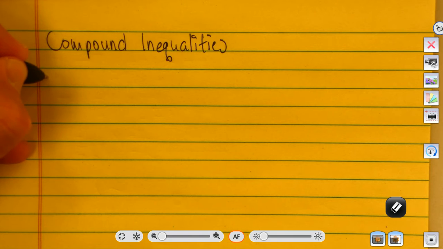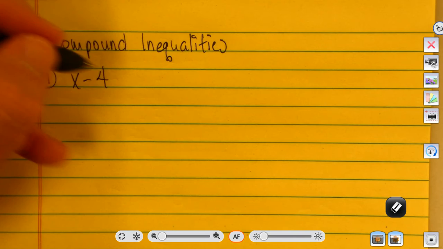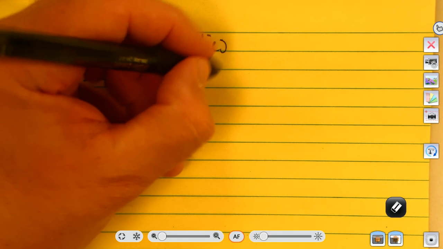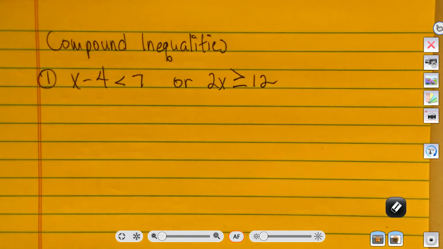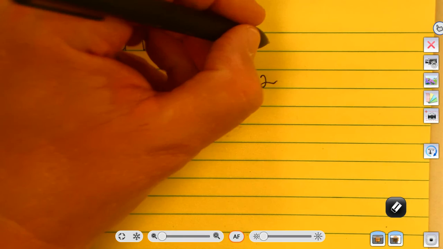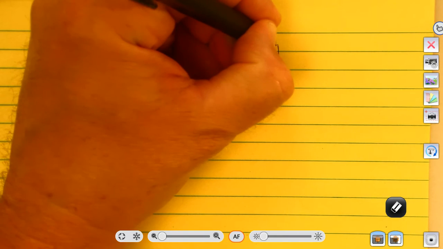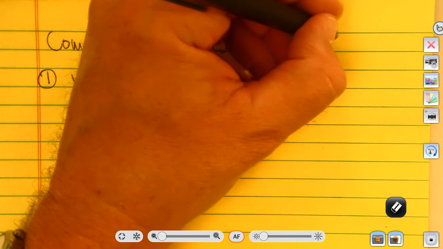Now, the first thing I want you to notice with this first problem is it says x minus 4 is less than 7 or 2x is greater than or equal to 12. It means we've got two situations happening here. We want to solve, graph, and write our answer in interval notation.